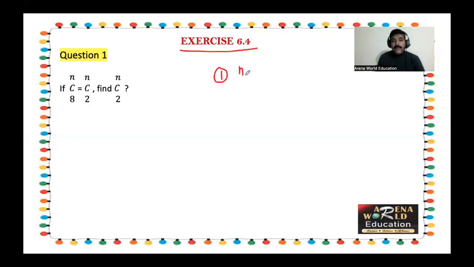That was: if nCp is equal to nCq, then p will be equal to q, or n will be equal to p plus q, right? So look at this one. nC8 is equal to nC2. Here p is 8 and q is 2, right? So this first condition, 8 is not equal to 2, right? So we will go with this condition.